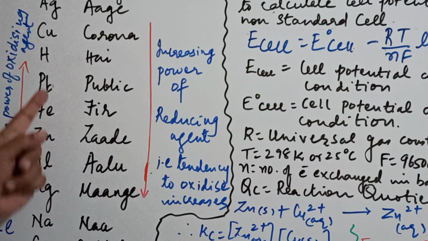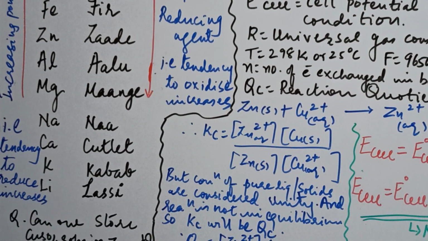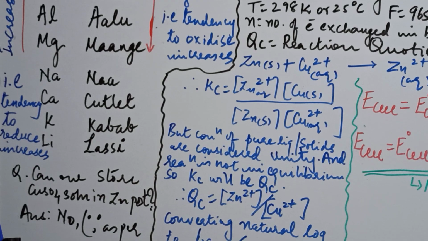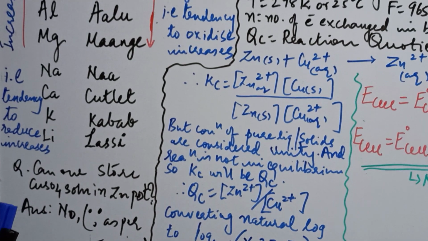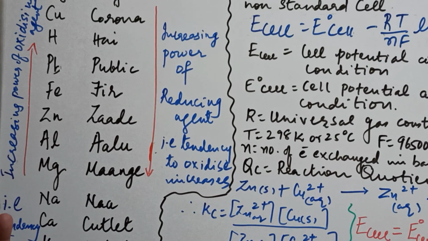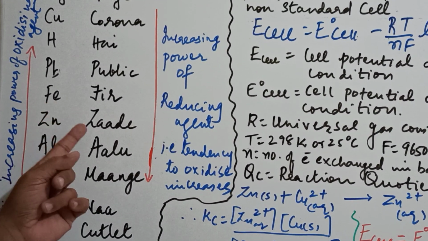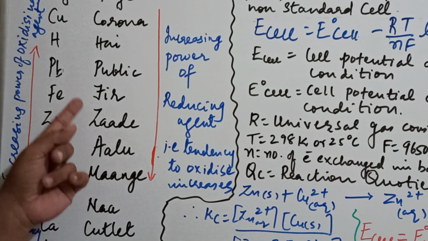In this particular order, zinc is there at the bottom. That means zinc is more reactive. Zinc has more tendency to oxidize compared to copper because copper is there at the top. Hydrogen is the reference, I said, it is there here. So zinc has more tendency to oxidize than copper.